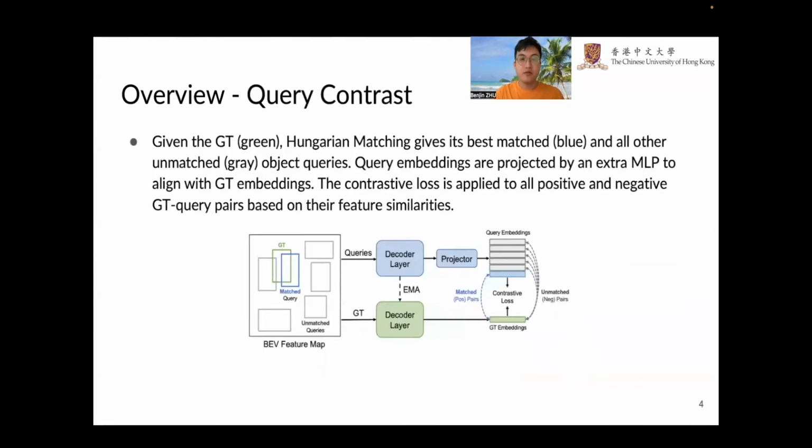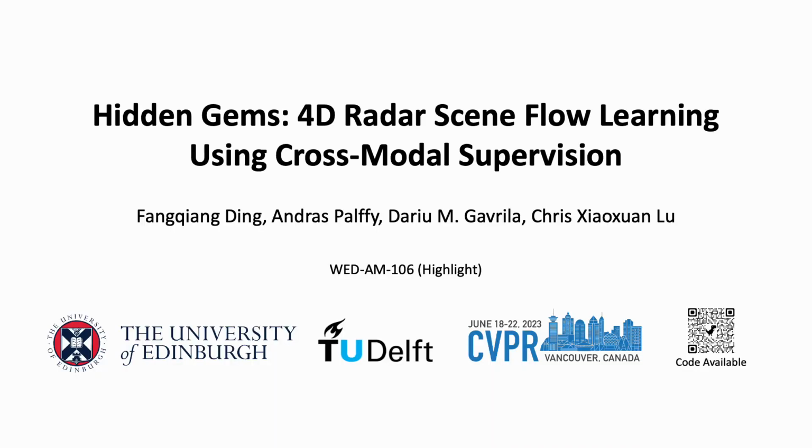To tackle this problem, we propose query contrast, which explicitly enhances each GT's master query and suppresses predictions of all other unmastered queries during training. Specifically, we encode both queries and GTs into a unified latent space by the transformer decoder layers. In this space, we construct positive and negative GT-query pairs based on the Hungarian matching results and conduct contrastive training to achieve our goal.